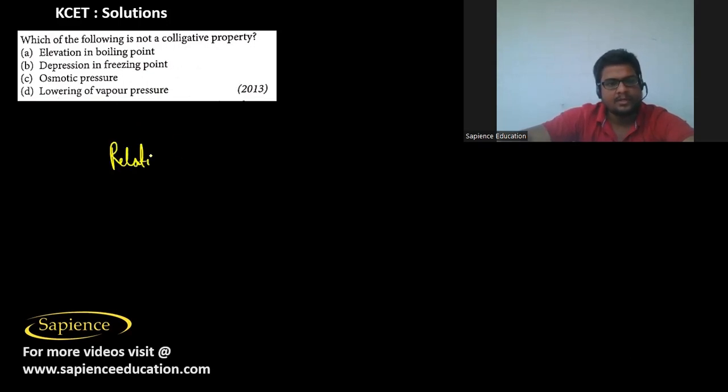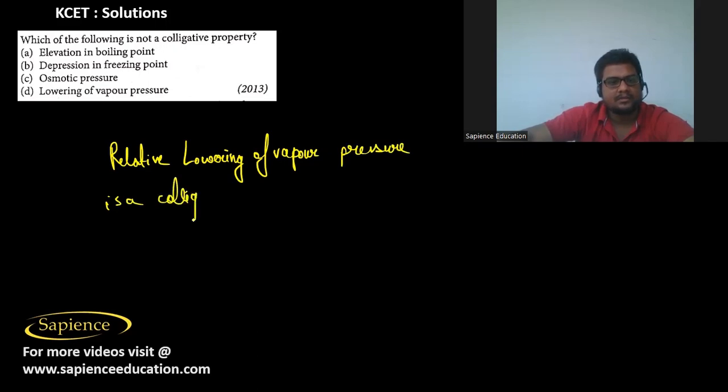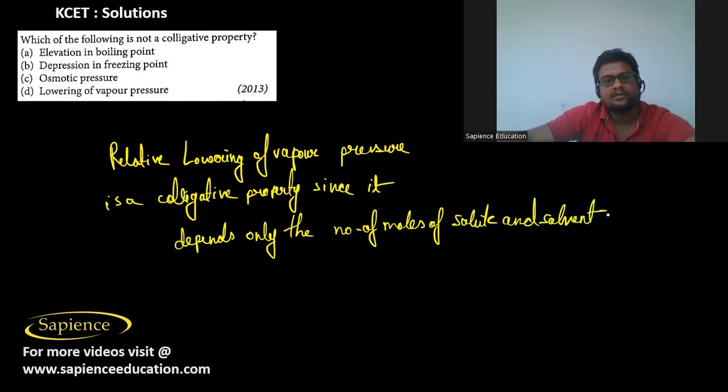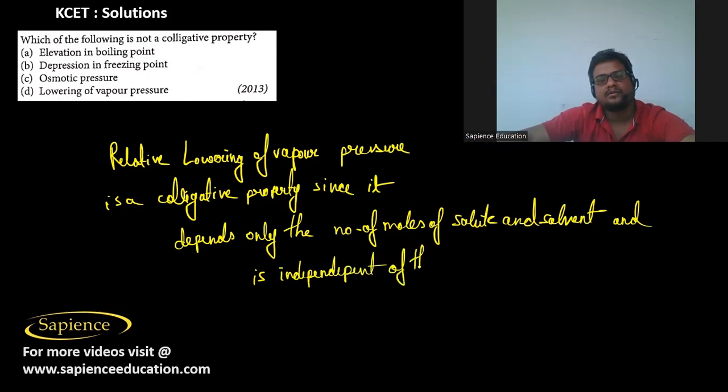So relative lowering of vapor pressure is a colligative property, since it depends only on the number of moles of the solute and the solvent, and it is independent of the nature of the solute.